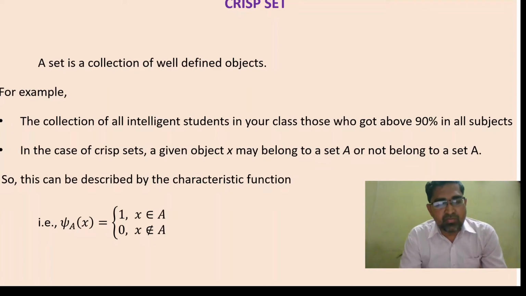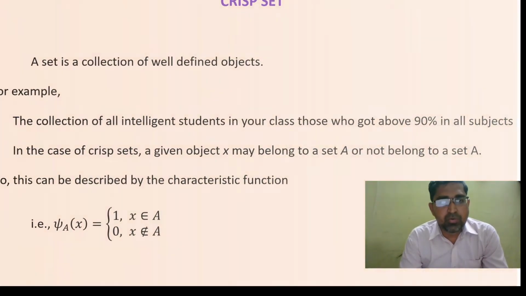In the case of a crisp set, a given element x may belong to that set A or not belong to that set A. So it can be described by the characteristic function chi A of x equal to 1 when x belongs to capital A, otherwise 0. This is the way we express the characteristic function.